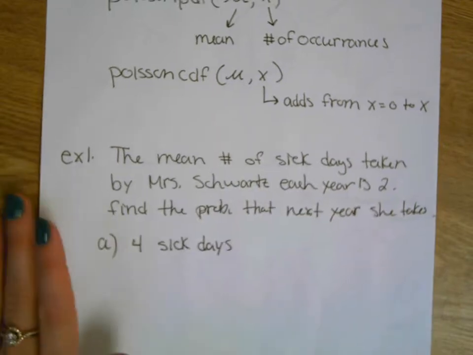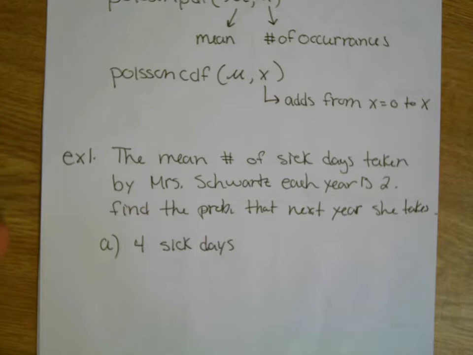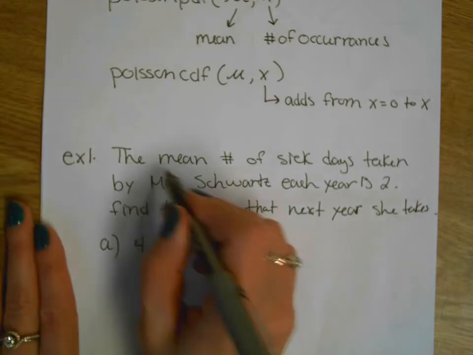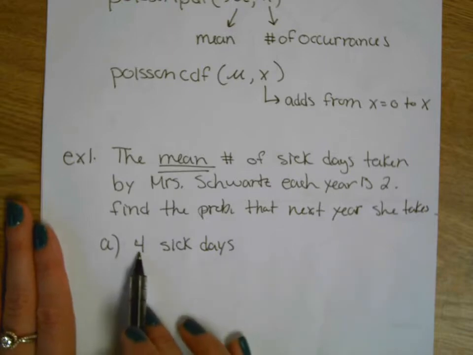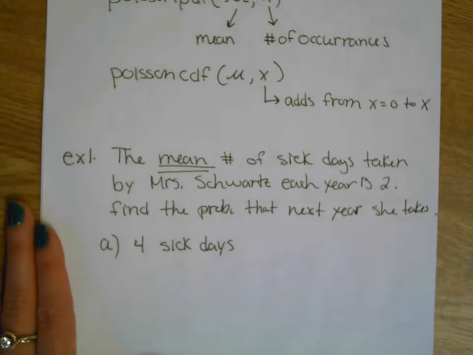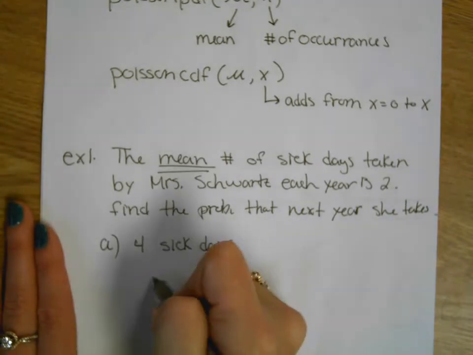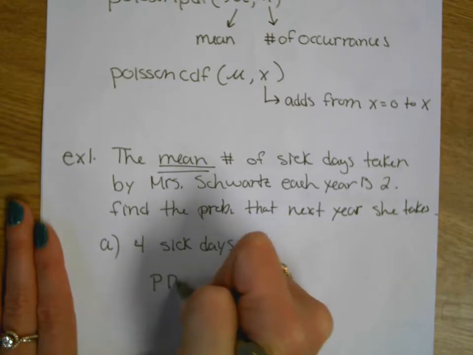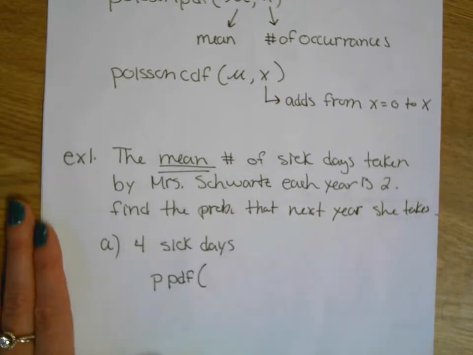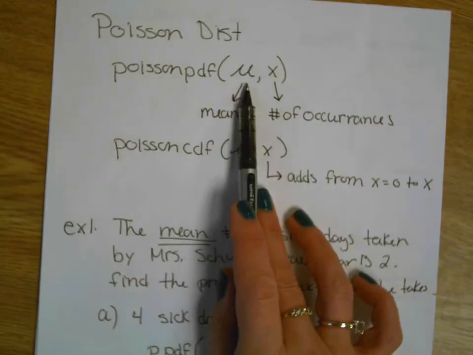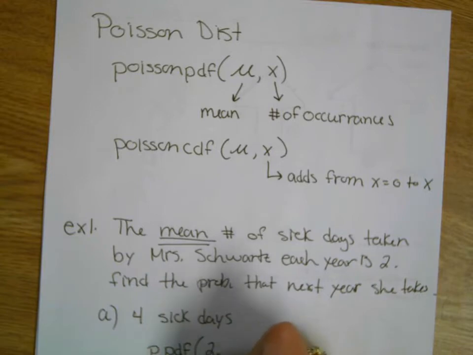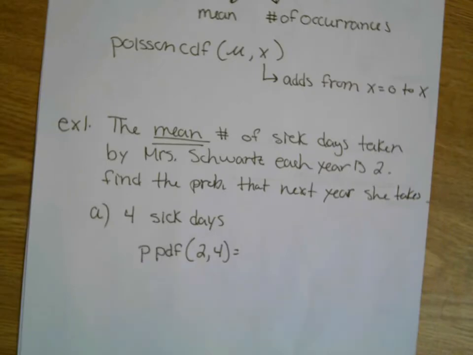So first of all, which distribution is this? Poisson, because mean is given. Now, I only want this one probability, so should I be using the Poisson PDF or the Poisson CDF? PDF. So we're just going to write P for Poisson, and then PDF. This is what I want on the test also. And if you look, you've got to feed it 2 values. The one right here. What's the normal mean for me? 2. And how many are we looking to have happen next year? 4.